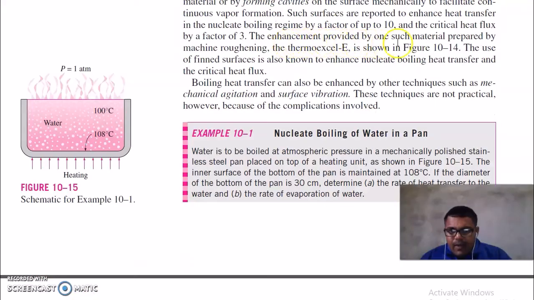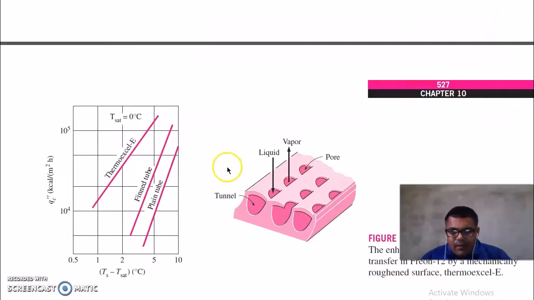The enhancement provided by one such material, prepared by machine roughening, the Thermoexcel-E, is shown in the figure. You can see this material, Thermoexcel-E. In this case, heat transfer is more as compared to the finned and plain tube.